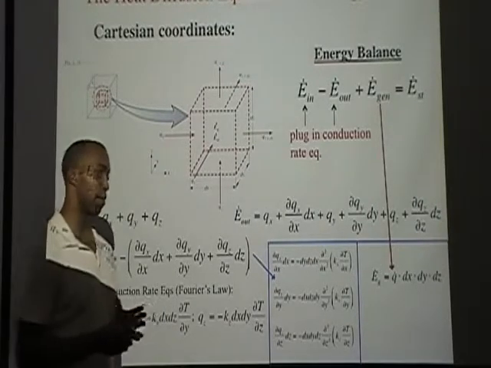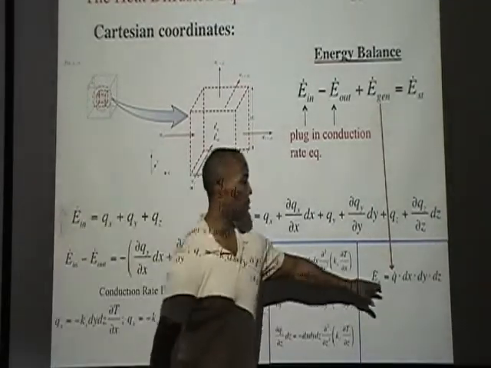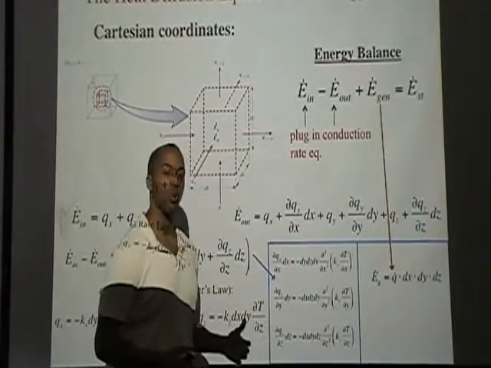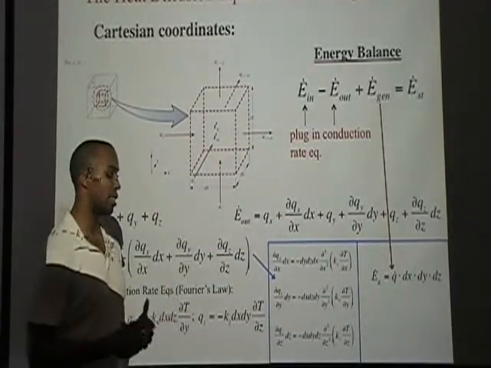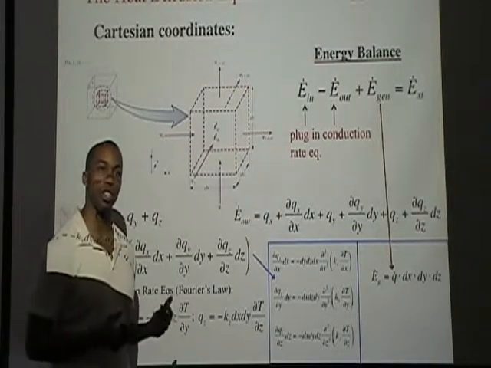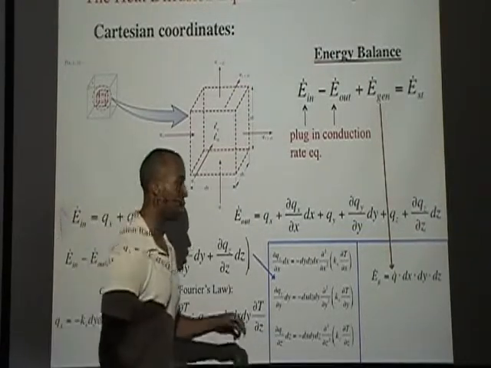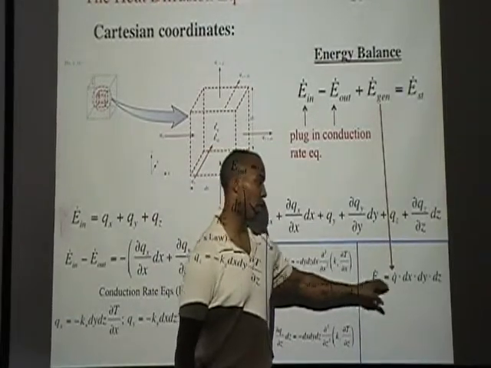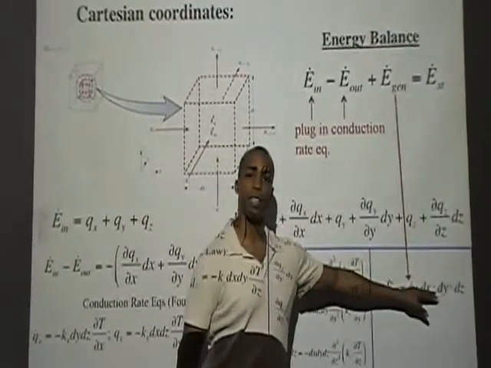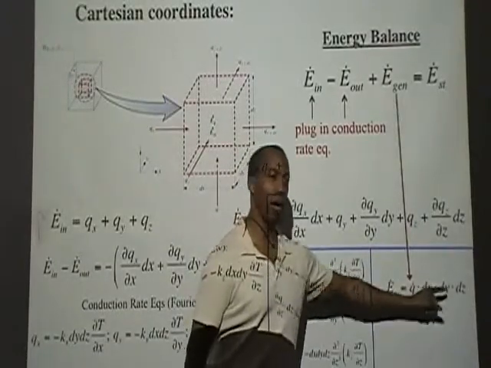This is simple. We know that q dot, we talked about this in class before, is in watts per meter cubed. That's what we represent energy generation rate as in this class. So to come up with the energy generated term, we just multiply this by the volume. And this is our control volume, dx, dy, dz.